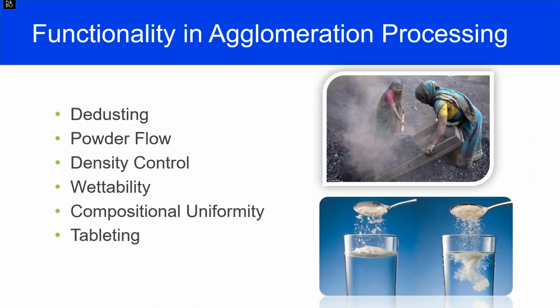Well, let's take a look at, obviously the functionality to have a better airflow through a system is one thing, but many of the issues that people use agglomerates for is dedusting, the powder flow that I talked about earlier, density control, wettability, compositional uniformity, tableting. Powder flow, compositional uniformity, and tableting are all really key to pharmaceutical processing, but the wettability, the density control, even the compositional uniformity are important for just about every aspect of particle processing in the agglomeration and particle processing.